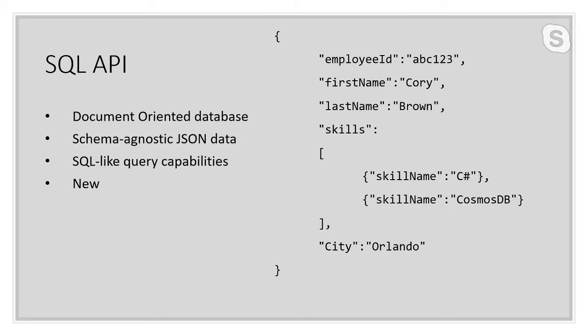You can store massive amounts of JSON data, and you can write SQL-like queries, which we will discuss today, to retrieve this data. One thing I wanted to touch on is the bullet point that says new. This is generally used in scenarios where you bring new applications into Cosmos. So you can start building new applications in Cosmos with SQL API.